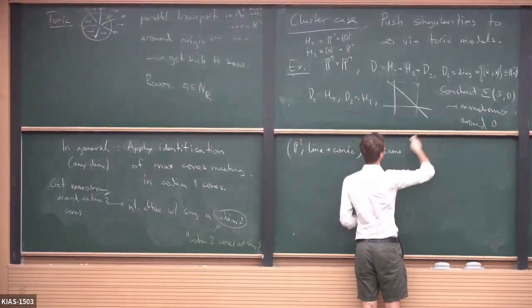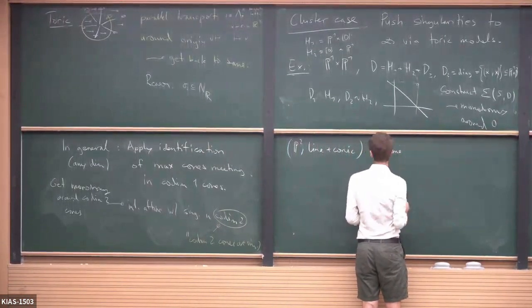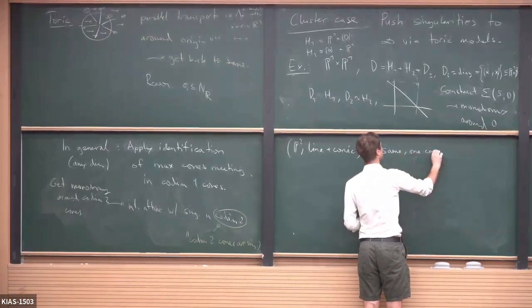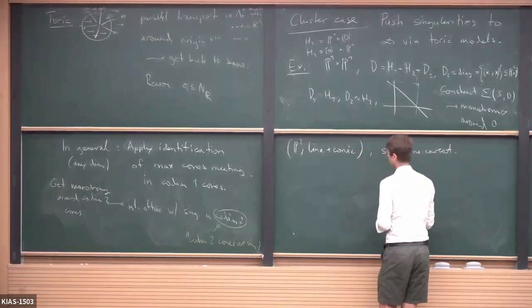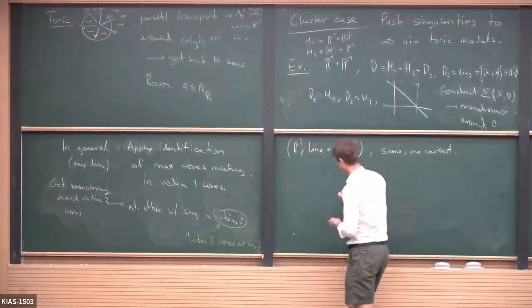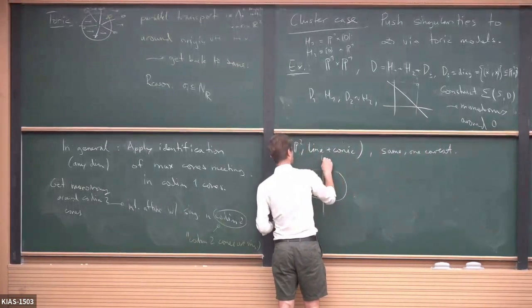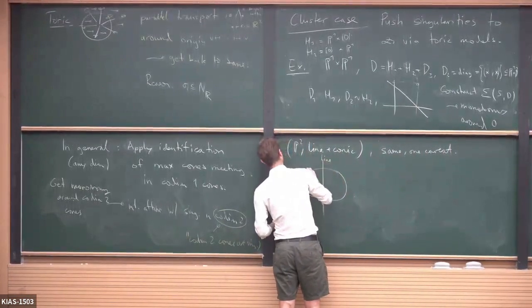Same, there will be singularities. You'll have monodromy going around 0. Well, but there's one caveat. So we have a line and a conic. This is the line, this is the conic.